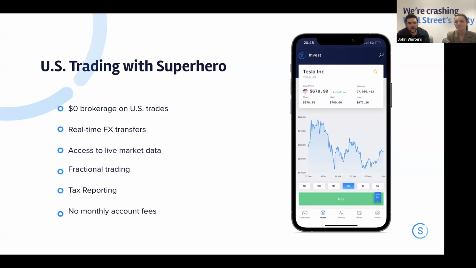Yeah, sure. So what we've seen globally is there's really been a race to the bottom in terms of costs to invest. They hit zero in the States. Some of our big peers over there got brokerage rates down to zero.